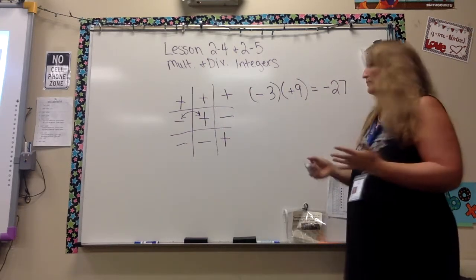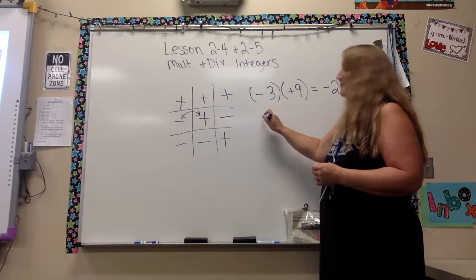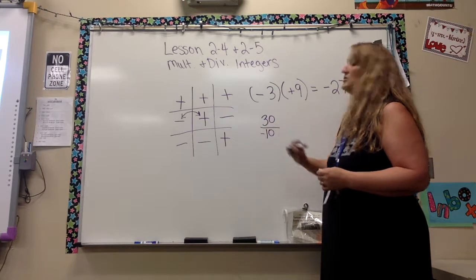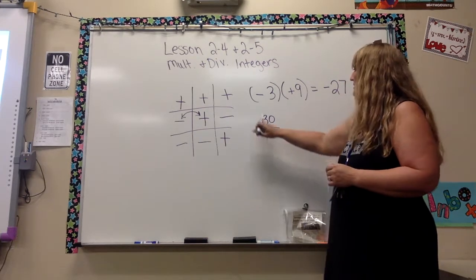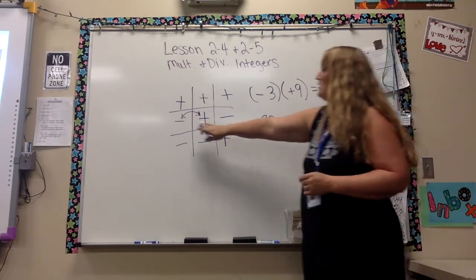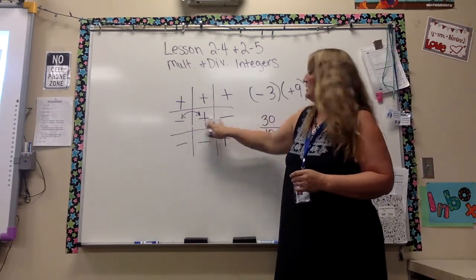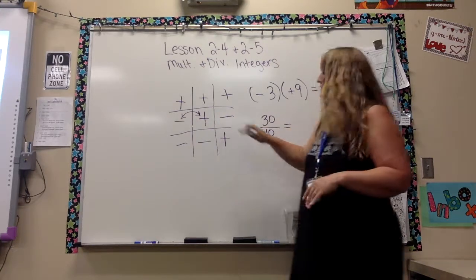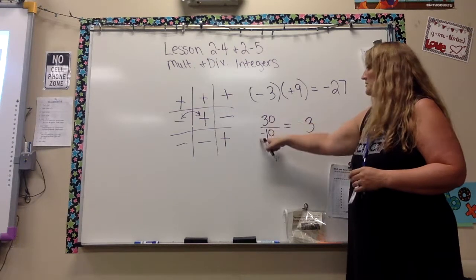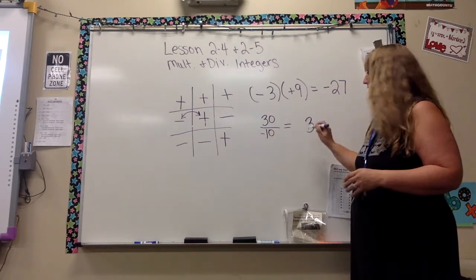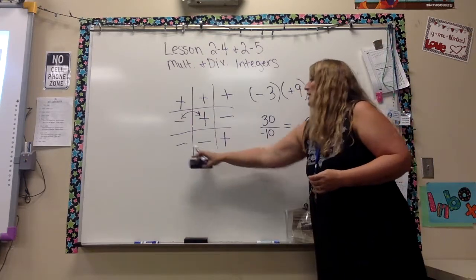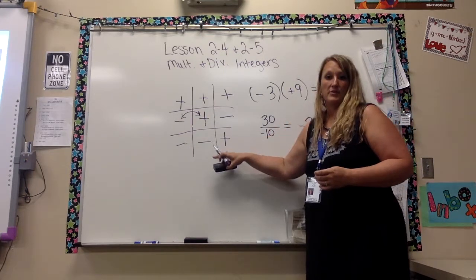Let's look at a division. So if we have 30 divided by negative 10, we have a positive divided by a negative. Positive divided by a negative right here is going to give us a negative answer. So we know that 30 divided by 10 is 3. A positive divided by a negative, it has to be a negative. Okay? The last one then, down here on the bottom, is a negative times a negative is always going to give us a positive.